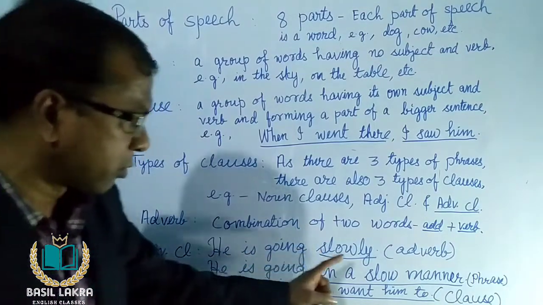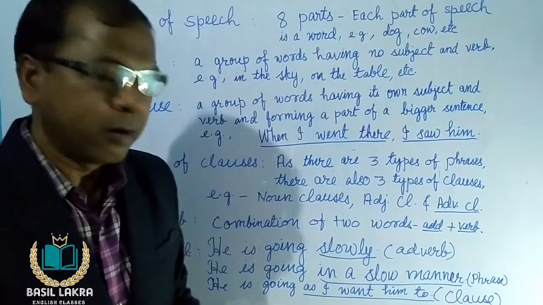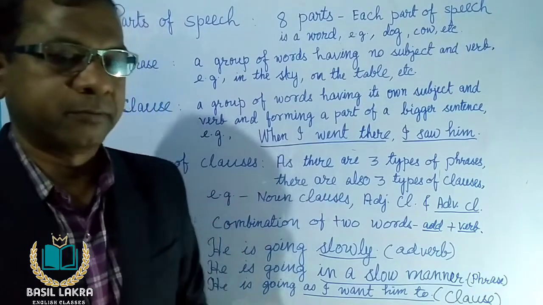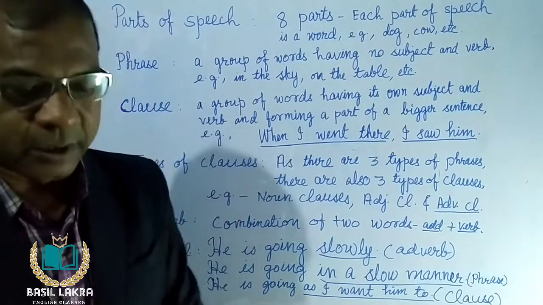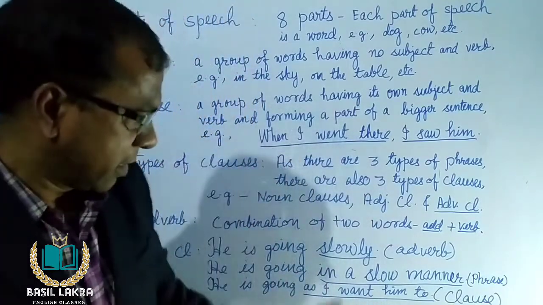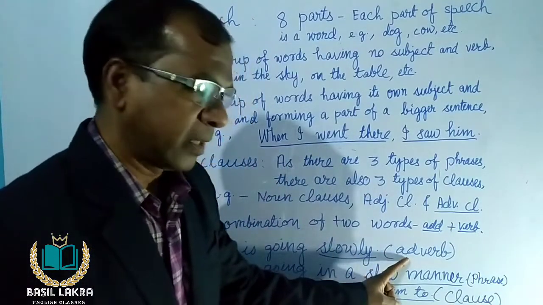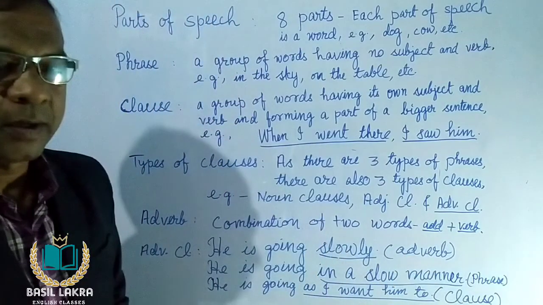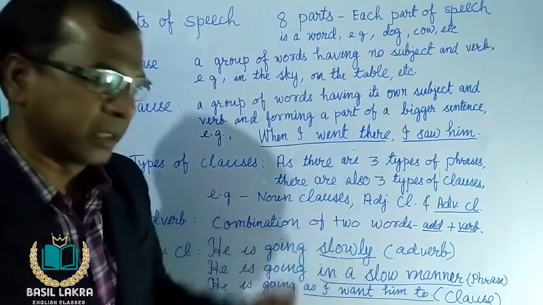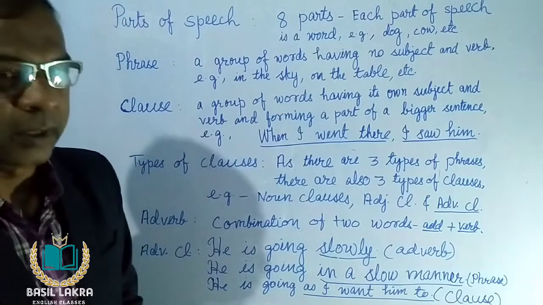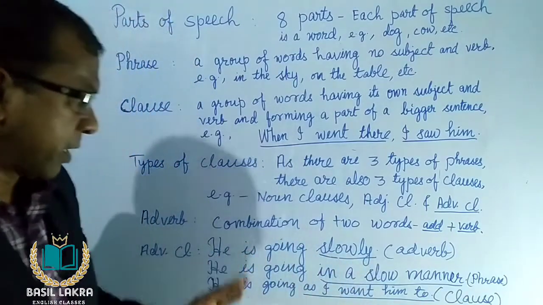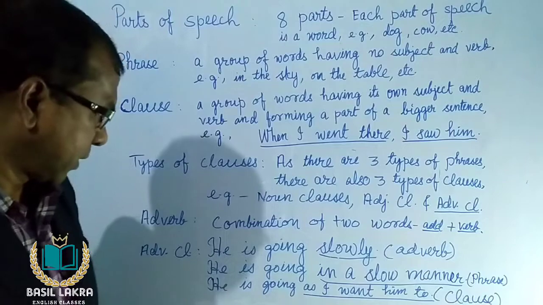He is going slowly. Now, what is slowly? It is an adverb. And as I have already said, all parts of speech are one word. Slowly is an adverb. It is a word. Now, what function does it do? He is going slowly. How is he going? He is going slowly. So, slowly is an adverb, modifying the verb is going.